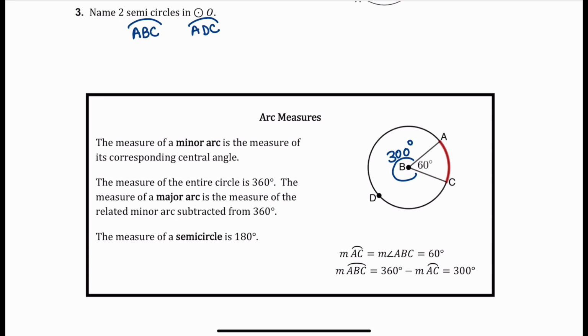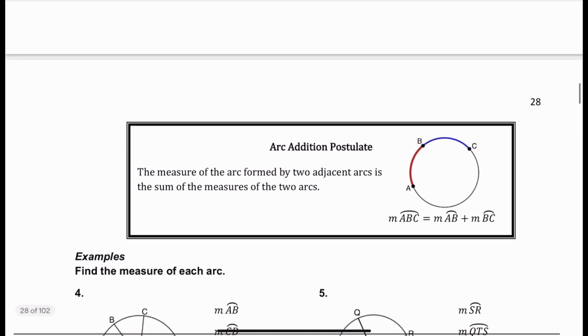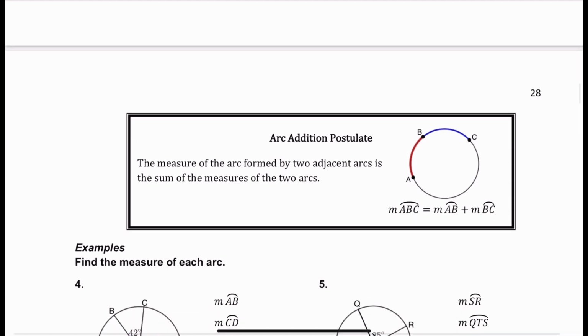The measure of every semicircle is 180. So it's a straight line. Half of this circle is 180. The other is 180. They add together to be 360. Okay, arcs. Now remember, to find the measure of the arc, we have a center. It's whatever angle we have here, that is the measure of this piece of the arc.